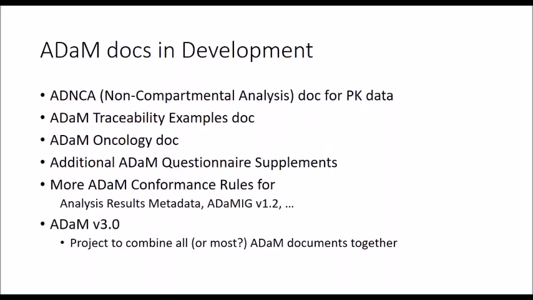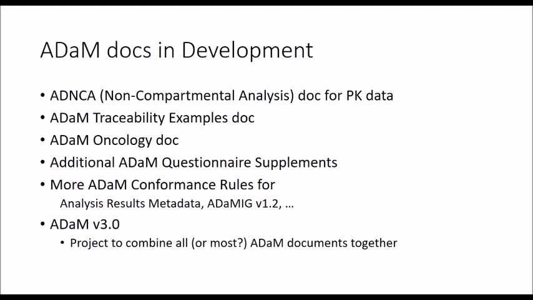Then we have this other stuff that's in development. So non-compartmental analysis or PK data, traceability examples, just a whole slew. I think there's almost 20 examples of traceability. Oncology, things that apply specifically to oncology, stuff that doesn't in other documents. Questionnaires, so they're just going to keep grinding out these questionnaire supplements for Adam. More conformance rules for every one of these documents you saw. We're going to have conformance rules that go with them. When you're creating a new standard, you need conformance rules.